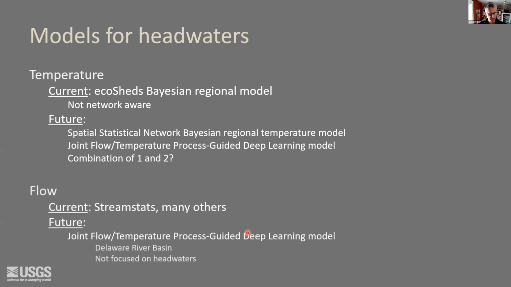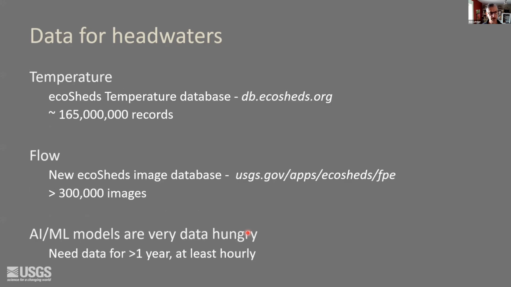For flow, we have things like StreamStats as part of USGS and many other ways to estimate flow in smaller streams. But we're hoping this joint flow and temperature process-guided approach could work. As I mentioned, it's being tested in a lot of detail in the Delaware River Basin. If you want details, you could search for Delaware River USGS and process guided. They have a really nice webpage that describes how these models work. The trouble is they're not focused on headwaters in this big approach. So we're talking to them next week about the possibility of doing some of the things I'm going to show you in a minute in this big Delaware River project.